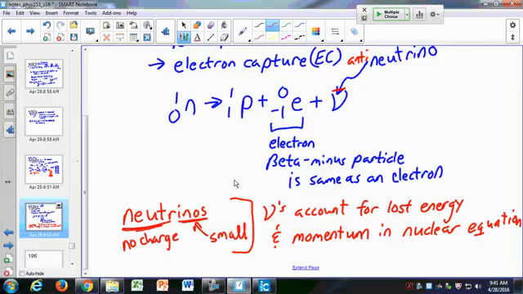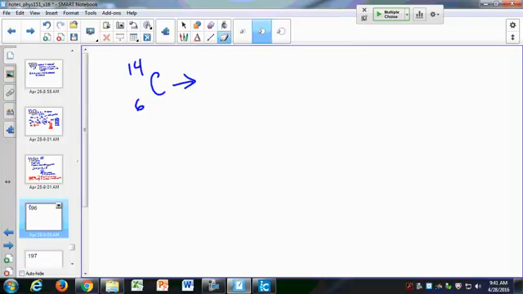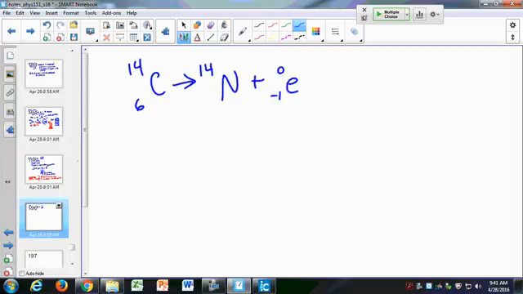Okay, let's look at some examples of beta minus decay. So this is a beta minus decay. I start with carbon 14. It has 6 protons, and it decays to, not carbon, nitrogen 14 plus a beta minus particle. That's this 0, minus 1. Remember, this is basically an electron, plus my antineutrino.